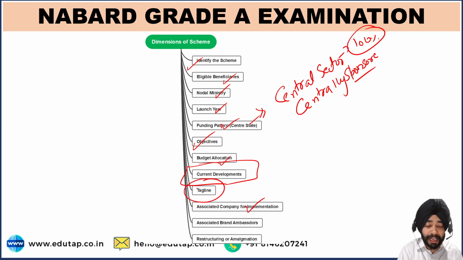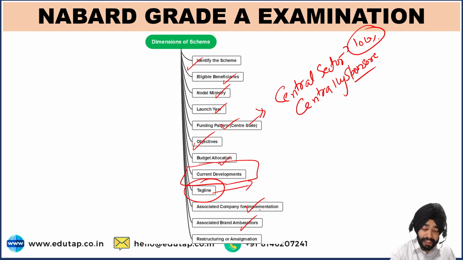And when I talk about tagline, guys, soil health card tagline has been asked in the examination of 2021 as well as in the examination of 2020. Swachh Dhara Khet Hara, tagline of soil health card, has been asked. So which means the tagline of the important schemes are again important for our examination.